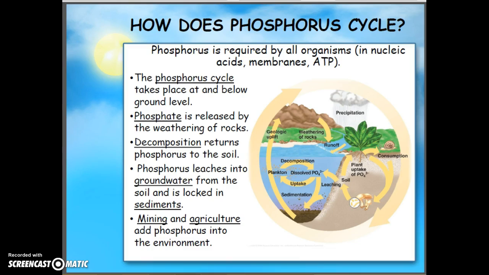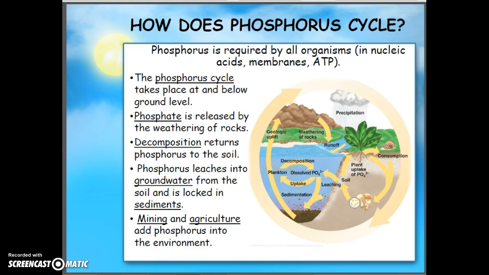Phosphorus is another important element. It's required by all organisms. Again, it's important for the RNA and DNA that we will talk about later, as well as the cell membrane, which will be our next unit, and then ATP, or energy inside a cell.